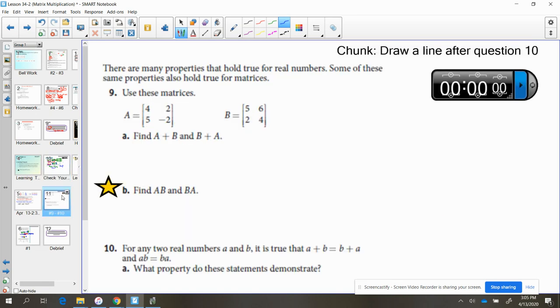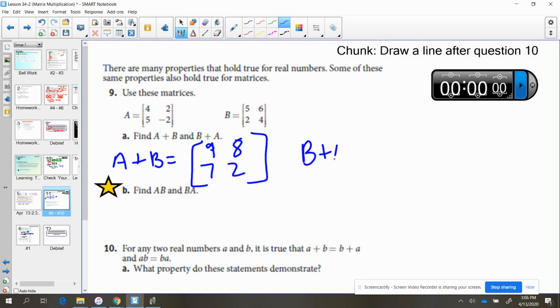All right, now the time has come to start talking a little bit more about using our calculators and some properties with addition and multiplication. So if we were to add these two together, adding A plus B, well, we know from the other day that we can add these two together because they're the exact same size, and we would just add up the corresponding elements. We'd have 9, 8, 7, and 2. And this answer is actually going to be the exact same if we flip those around and add B plus A. We're going to get those same entry values.